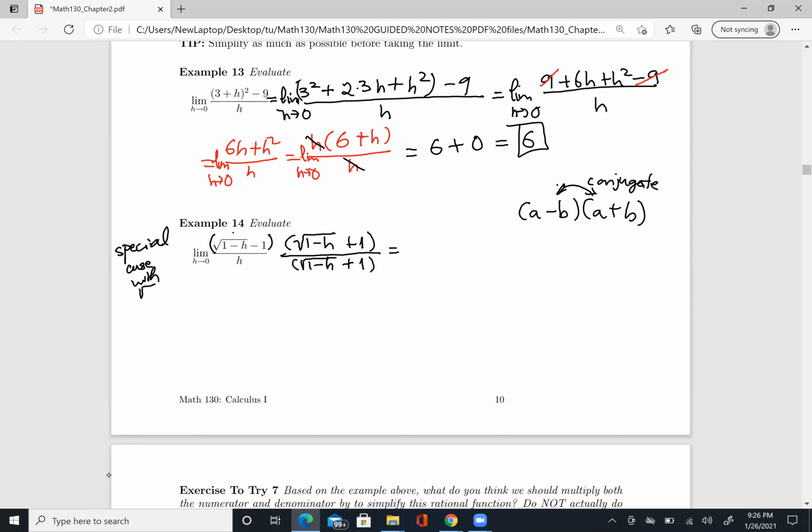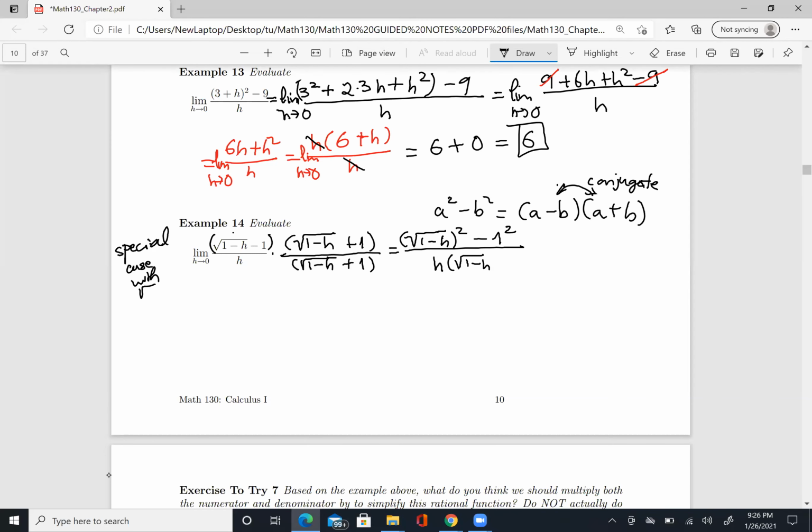Okay, so now what you should do, you should have the top as, remember the formula a squared minus b squared. Now you're going to have the top as square root of 1 minus h, squared, right? That is a. And you minus 1 squared, and you divide by h times the square root of 1 minus h plus 1.